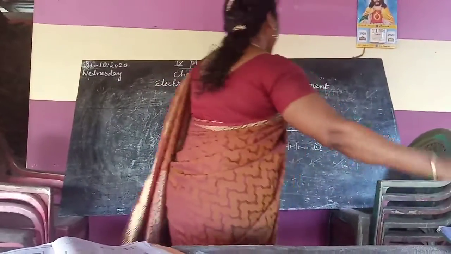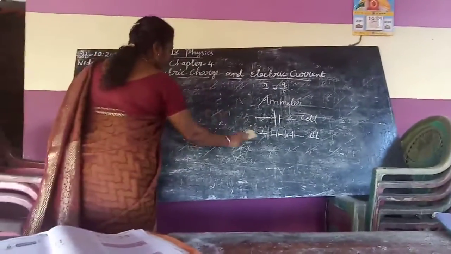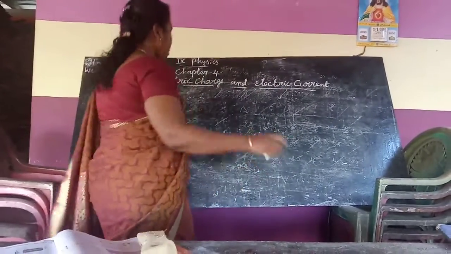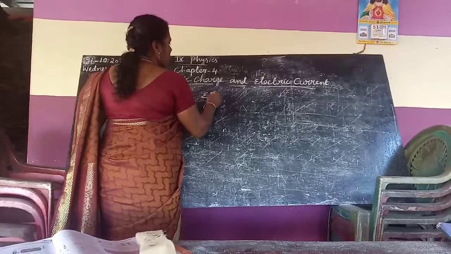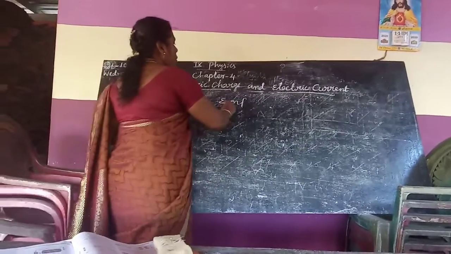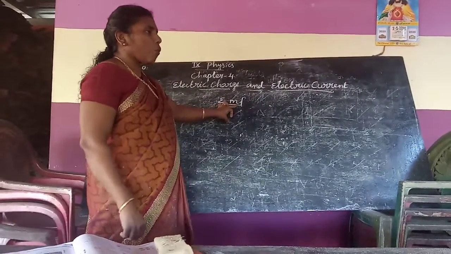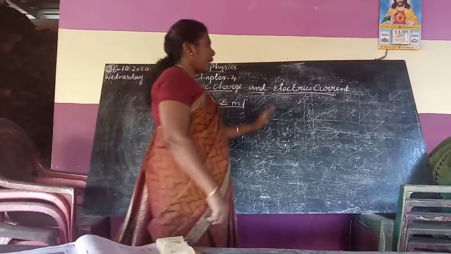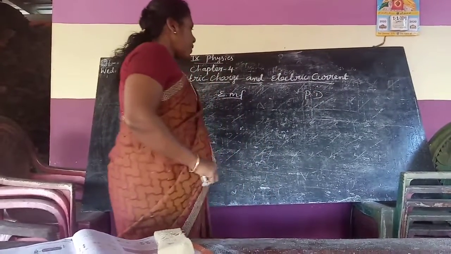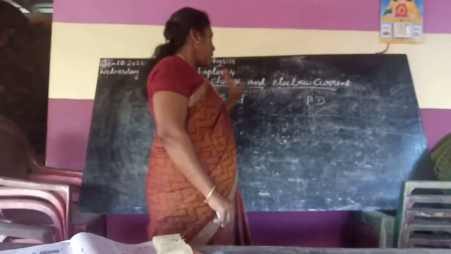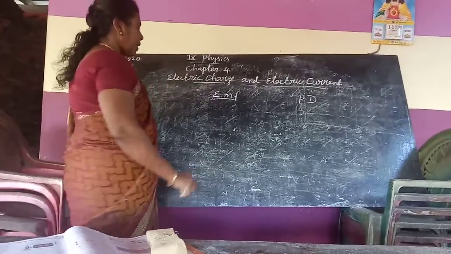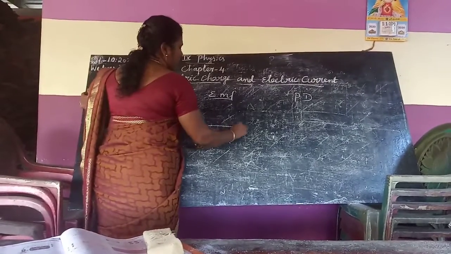Next we will learn about EMF. What is the full form of EMF? Do you know the full form of EMF? Electromotive force. EMF means electromotive force. Next we are going to learn about potential difference. This one is EMF, and the next one is potential difference. First we will learn about EMF. Let us consider a horizontal pipe. You all know about a horizontal pipe.